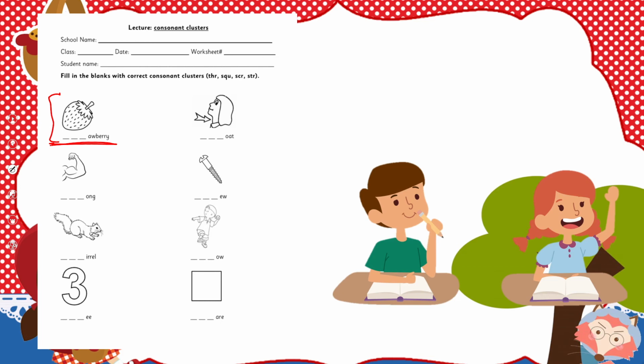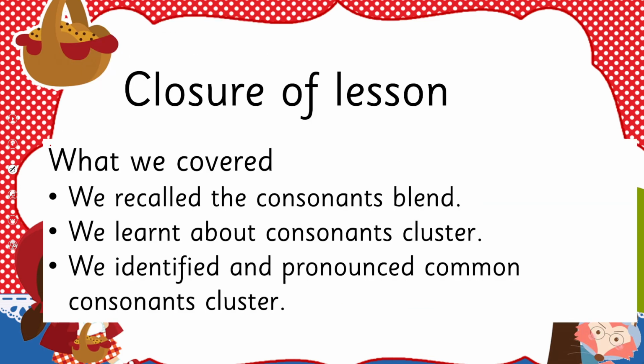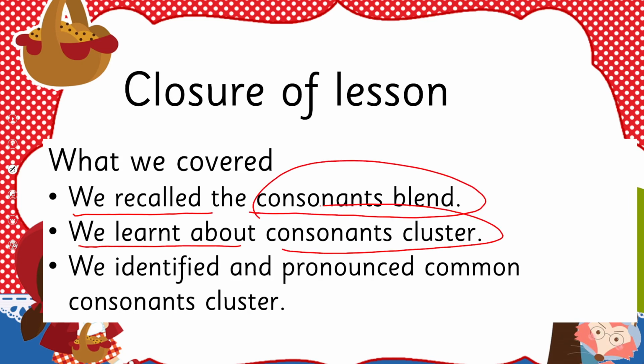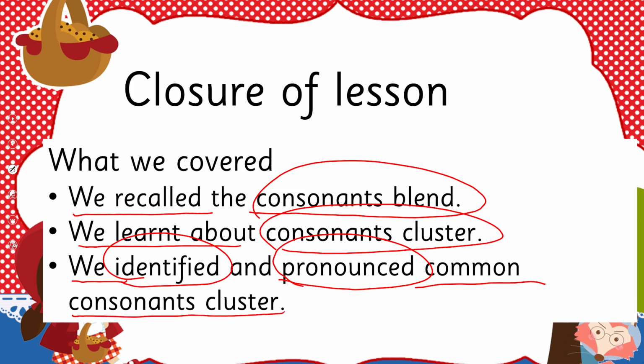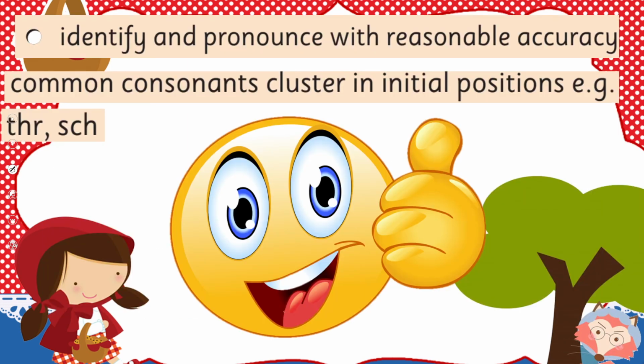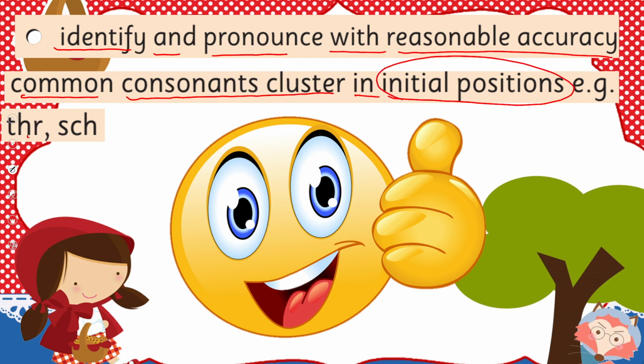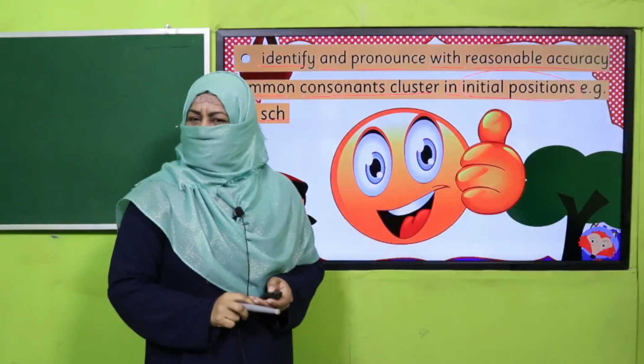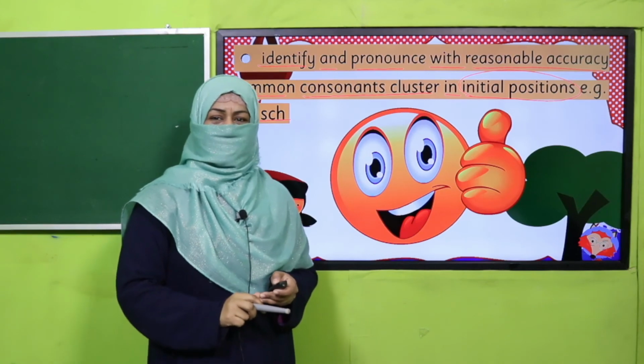by putting the proper, correct consonant cluster. So in this way, what we have learned today: we recalled the consonant blend, we learnt about consonant clusters, and we identified and pronounced common consonant clusters. So in this way, we achieved our SLO to identify and pronounce with reasonable accuracy common consonant clusters in initial position. Okay, are we done with it? Yes, and it was interesting doing this.